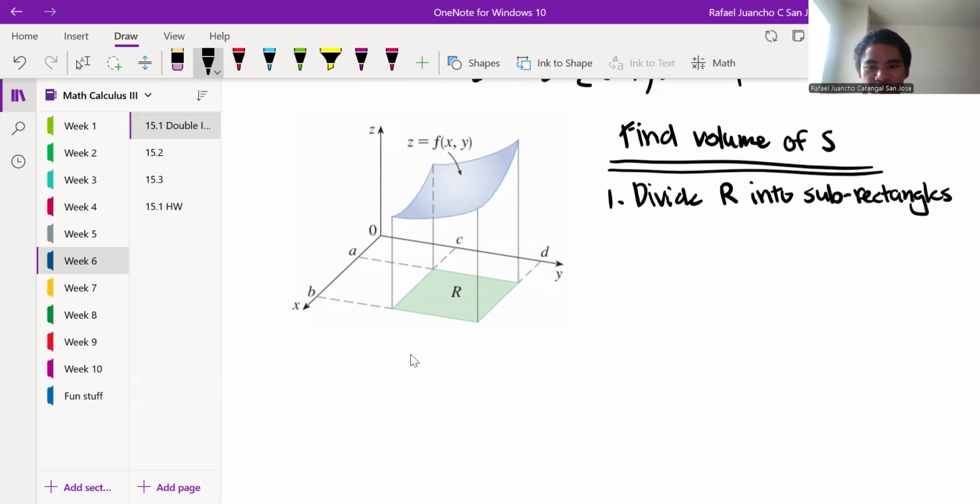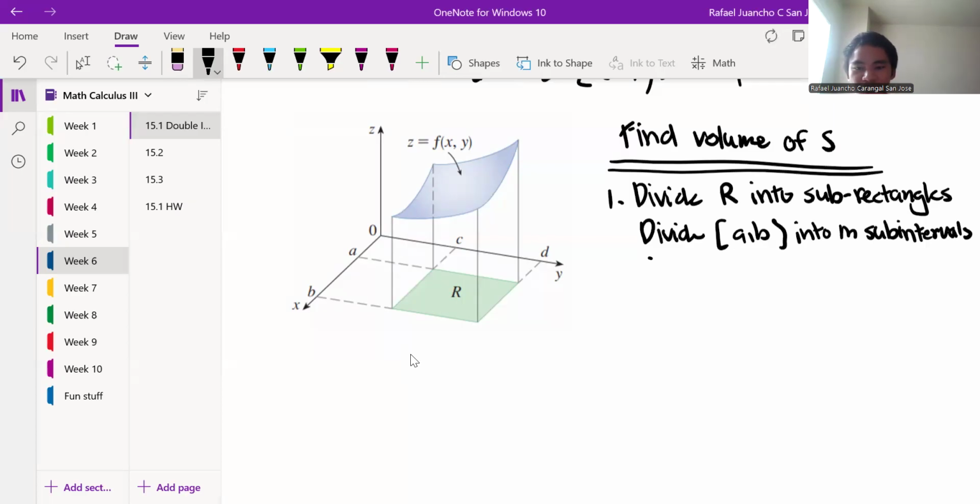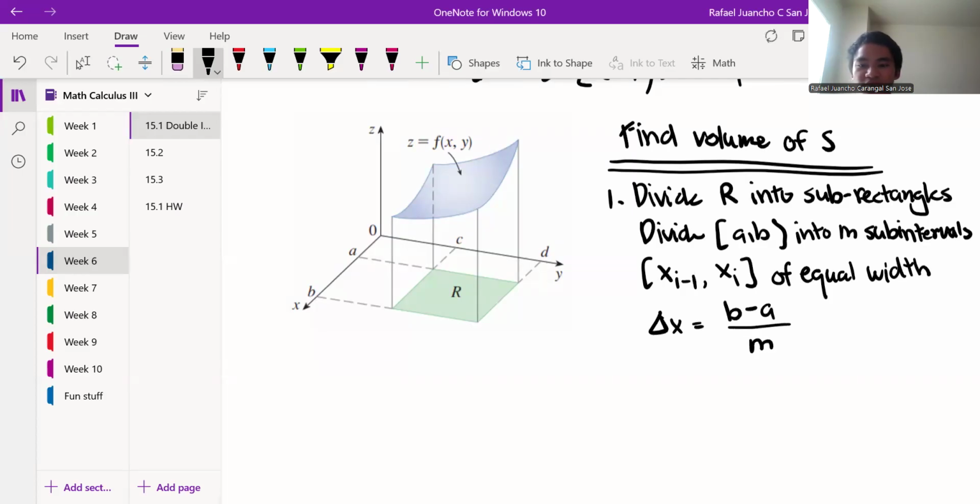What do I mean? Well, we choose intervals. Here we divide the interval AB into m subintervals, x sub i minus 1 all the way to x sub i. We basically just want to keep on dividing them, and they're of equal width delta x. Our delta x is when we subtract our upper bound and lower bound and divide by m, we get the width of each little piece.